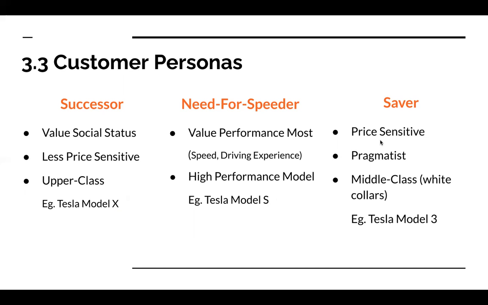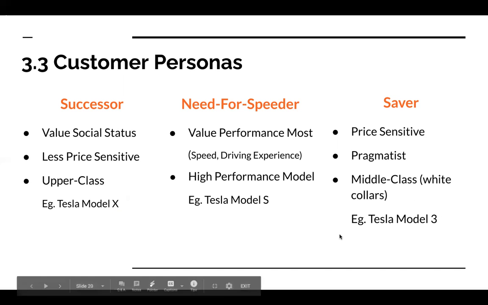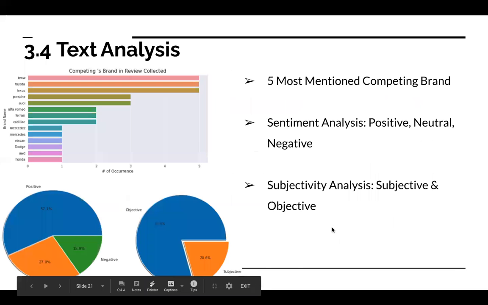Tesla Model S. And the third group is Saver. They are price sensitive because they value price the most among the 3 groups. So middle class people such as white collars will favor the most economical models to commute, such as Tesla Model 3. And next I will pass it to Hal to talk more about the text analysis.